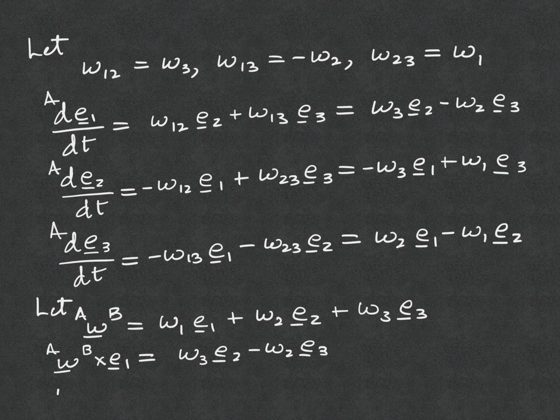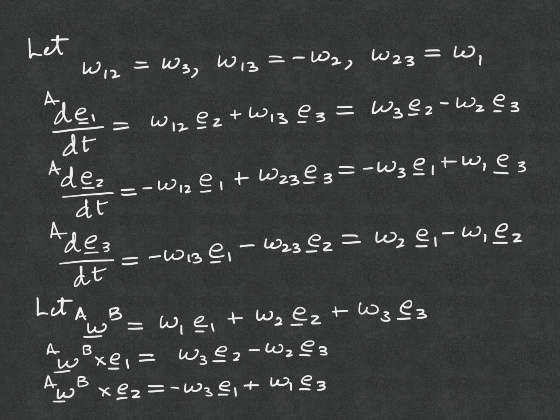If I take omega BA and take its cross product with E2, I get a similar thing. I take the whole thing and take its cross product with E2. E1 crossed with E2 is E3, so I get omega 1 E3. And E3 crossed with E2 is minus E1, so I get minus omega 3 E1.